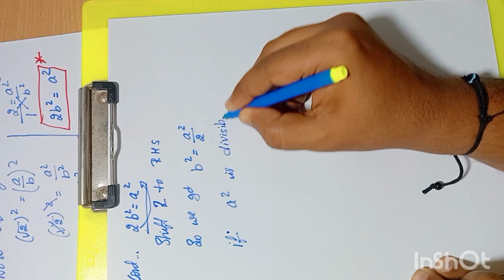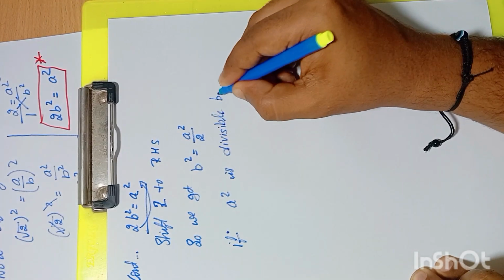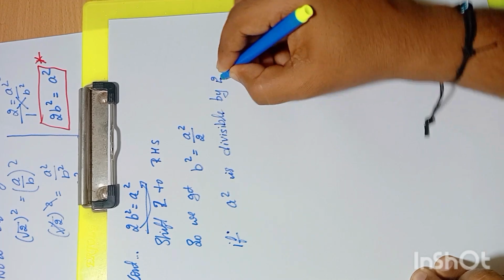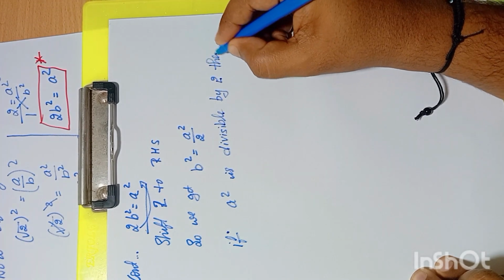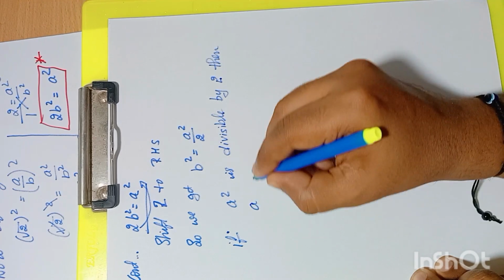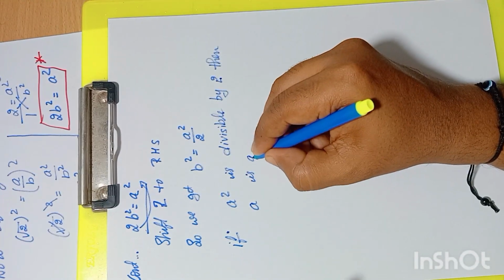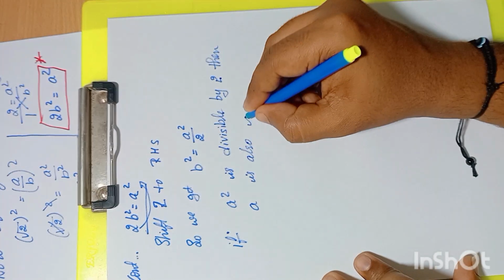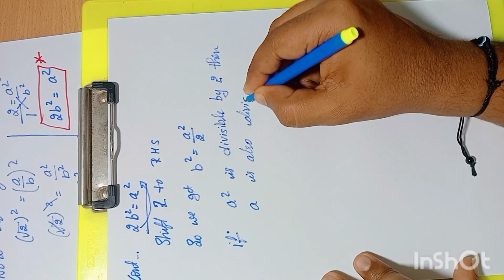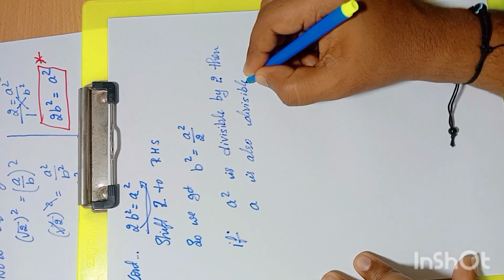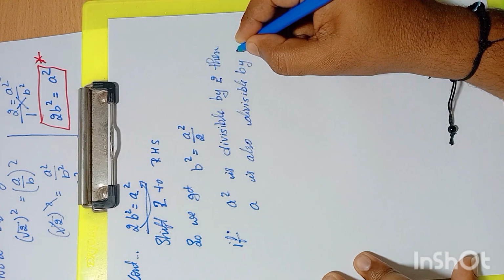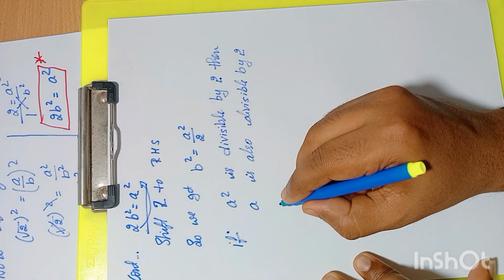In this theorem we have to prove that root 2 is irrational. So next step I am writing: if a square is divisible by 2, then a is also divisible by 2. According to the theorem you have learned earlier, a square divisible by 2 means a also will be divisible by 2.